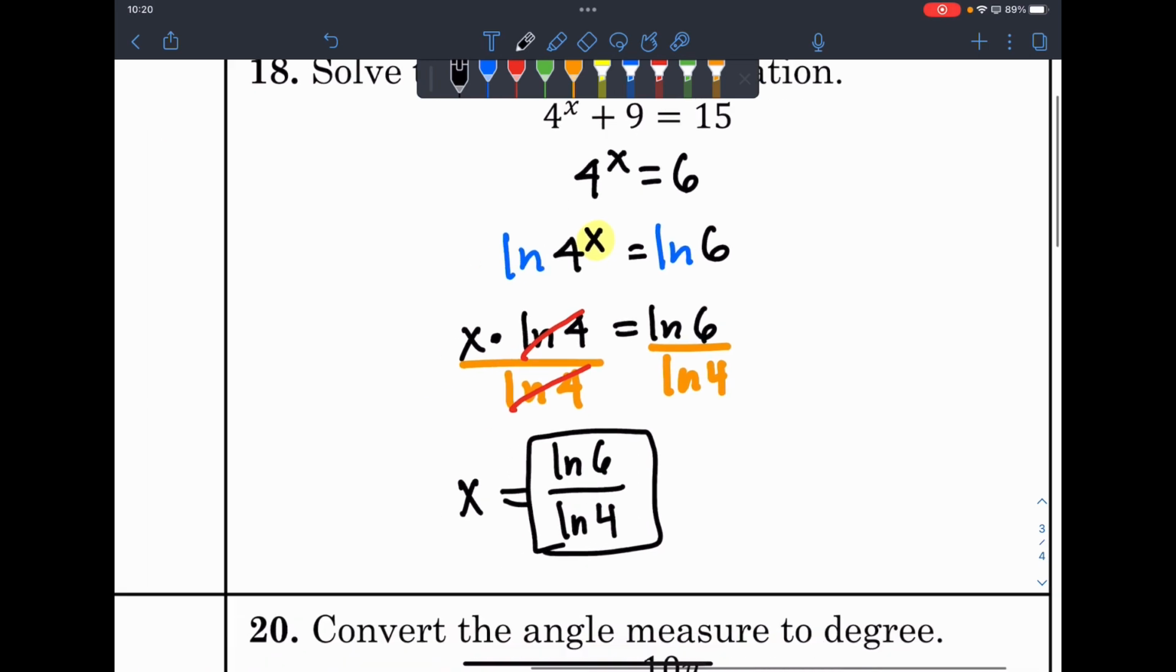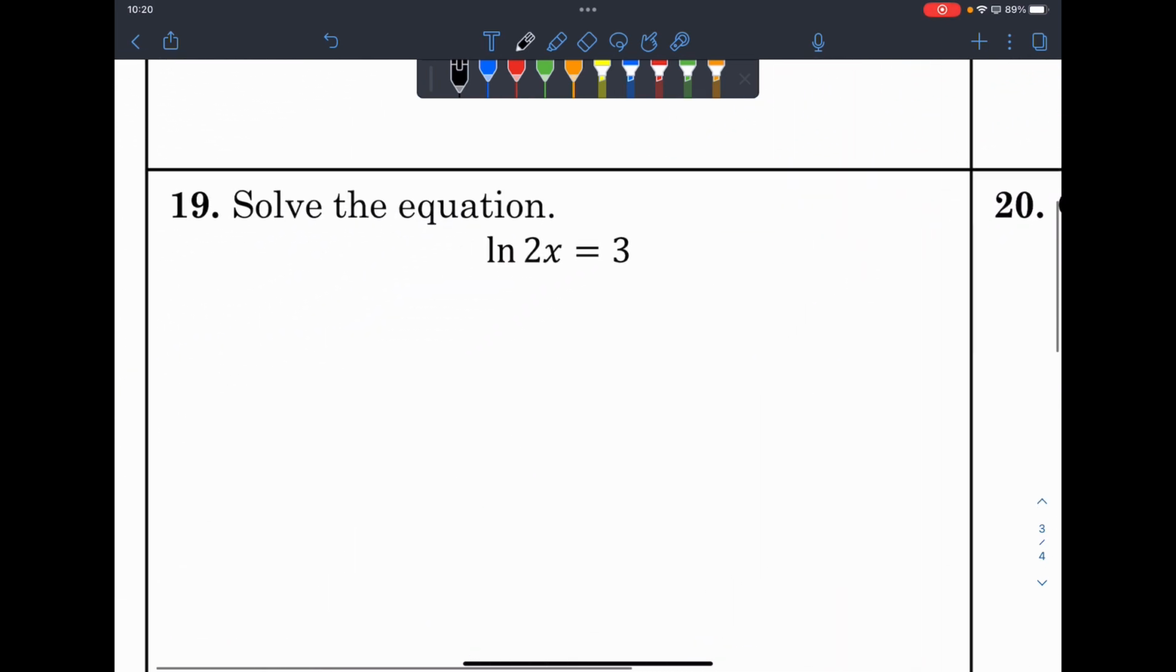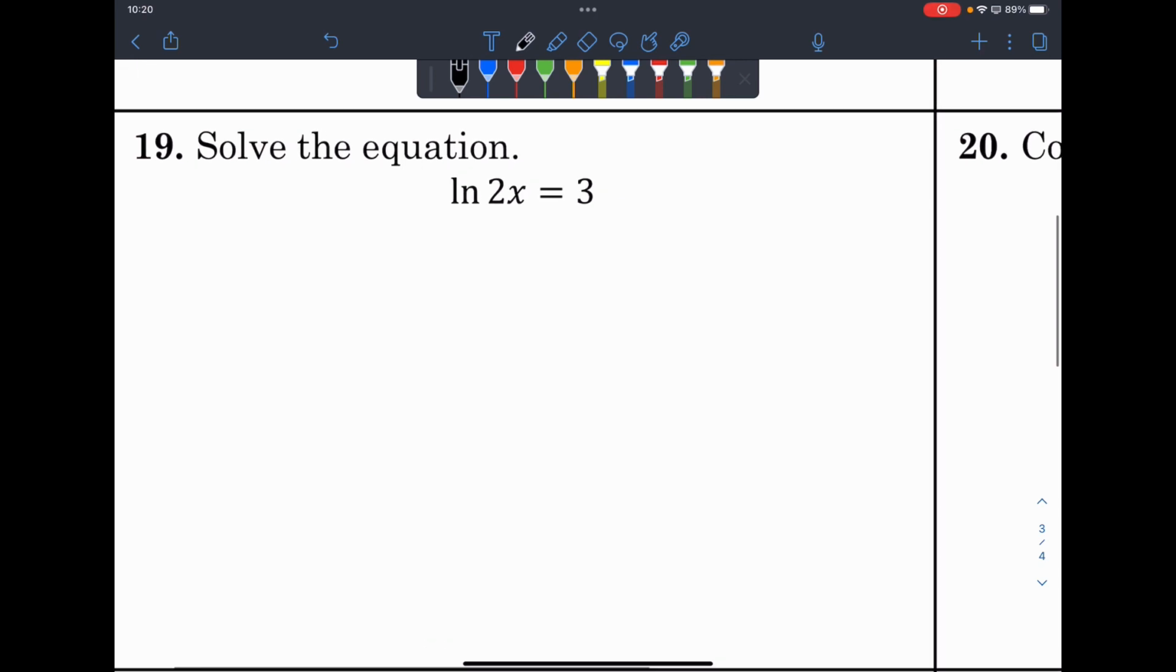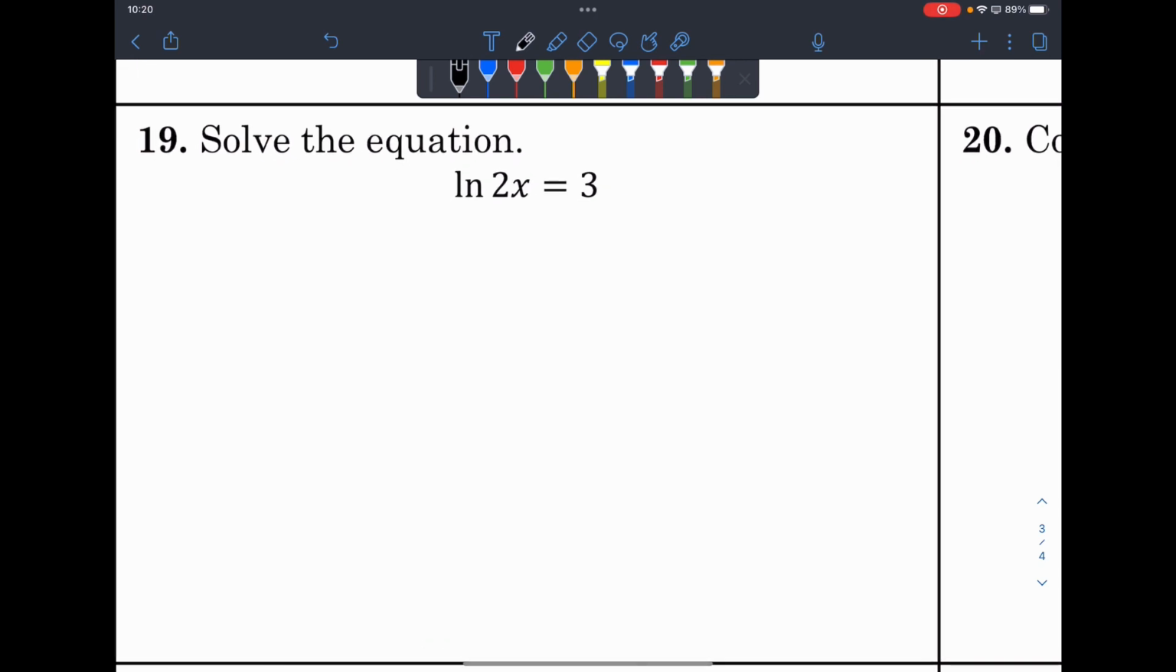And the same thing with the next one on number 19. This equation is going to be solved by, again, rewriting this as an exponential equation. Remember that if we have the log base b of x and it's equal to a value of y, that means that b to the y power is equal to x. So using this property, we're going to write an equation by that.